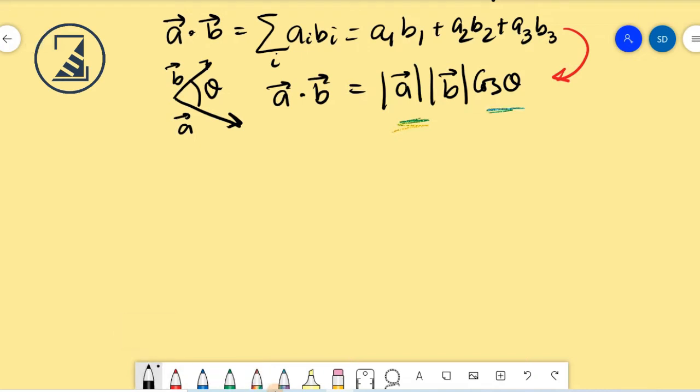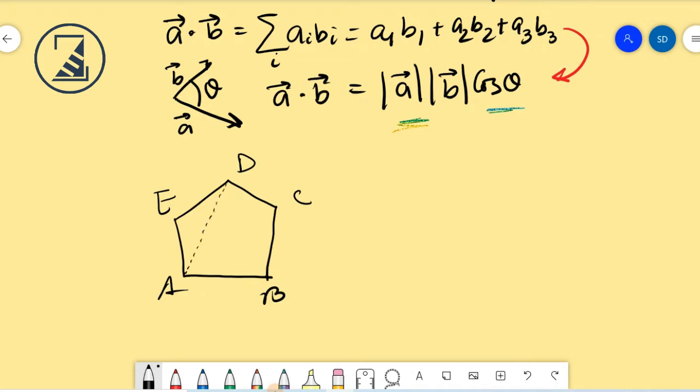Now we would like to find out area. Let's say we want to find the area of a pentagon. Let's name this A, B, C, D, E. Can we find the area of the pentagon using vectors? Yes, we can. But to simplify the problem, let's first break this pentagon into three triangles. So finding the area of this pentagon boils down to finding area of triangles.